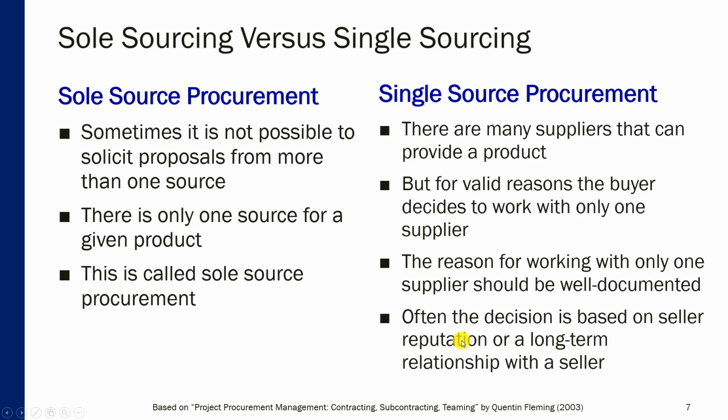Oftentimes, the decision is based on seller reputation or long-term relationship with the seller. I think one classic example of that is IBM. For a number of years, many companies believed that you cannot go wrong with IBM, while acknowledging that IBM can be quite costly and maybe sometimes archaic and bureaucratic, not as innovative, not as responsive as they wish. A lot of companies think that you cannot go wrong with IBM. It's a company that has a solid reputation. It's been around for decades, so they go ahead and work with IBM or Microsoft or whatever that giant with a superb reputation is.